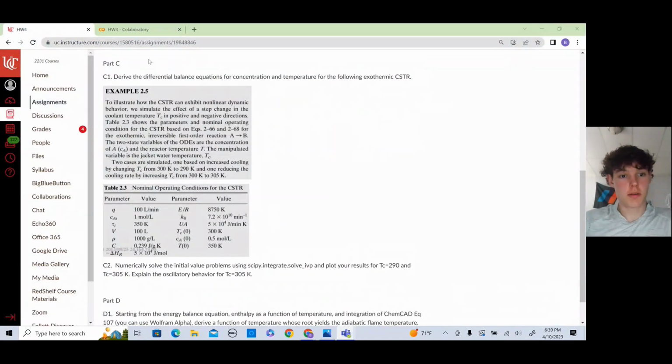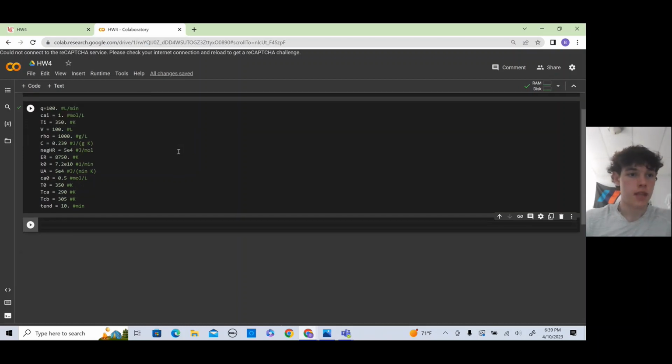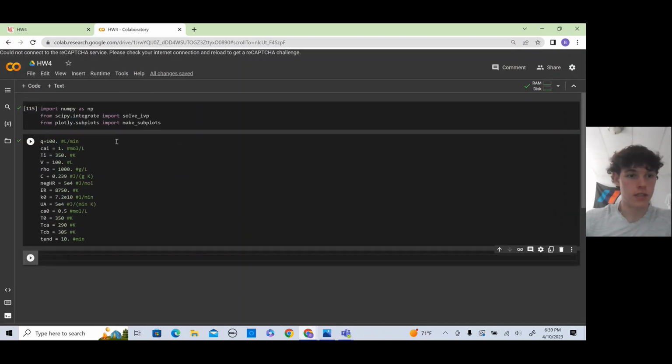Okay, for homework 4, part C2, we're going to be numerically solving for the values TC is equal to 290 and TC is equal to 305 using the differential equations we derived earlier. And after we do that, I'll explain the oscillatory behavior once we see what's going on there. So to start off, we have our importing numpy, our SciPy integrate solve_ivp, and our subplots. And then we have all of our givens in the problem.